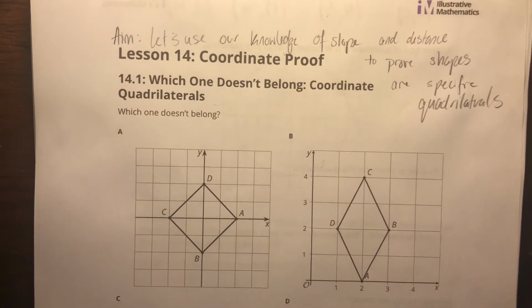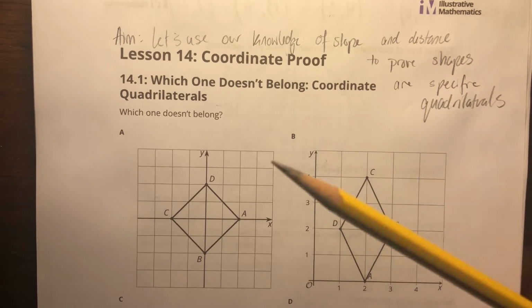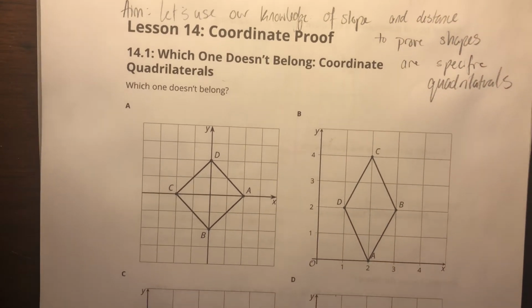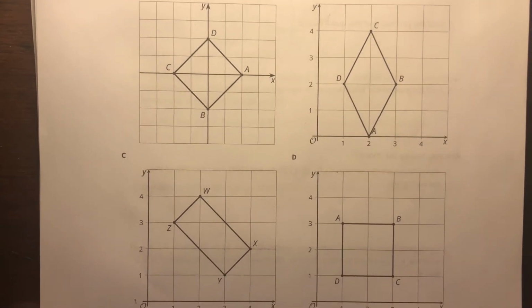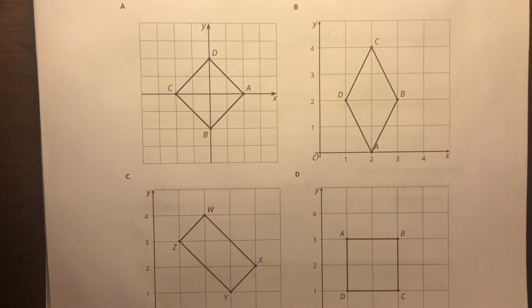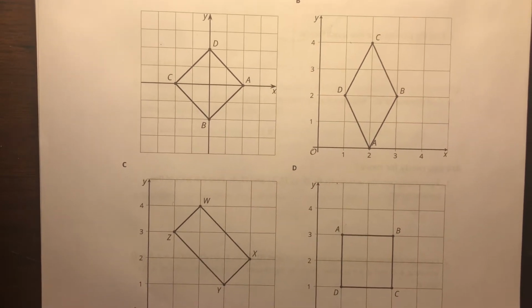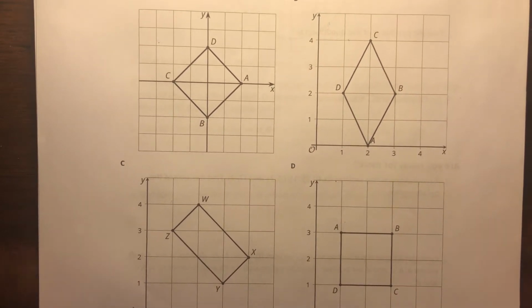All right, so 14.1, which one doesn't belong? Coordinate quadrilaterals. Which one does not belong? So what I'd like you to do first is pick one of these four shapes, A, B, C, or D, and explain why you think one of those four does not belong with the rest.